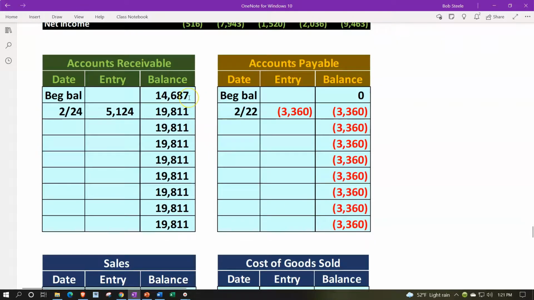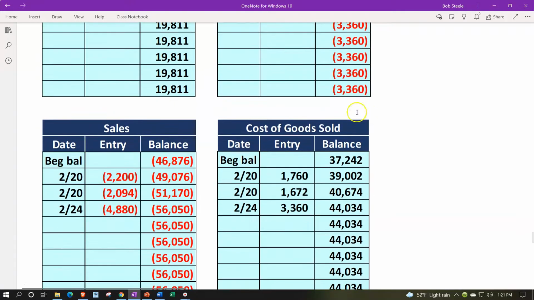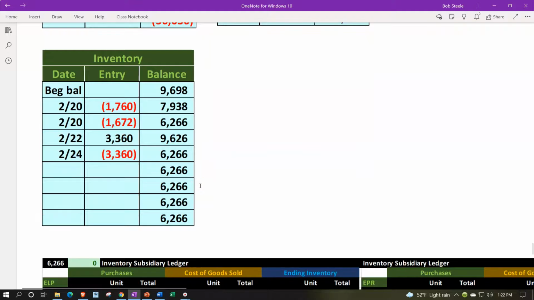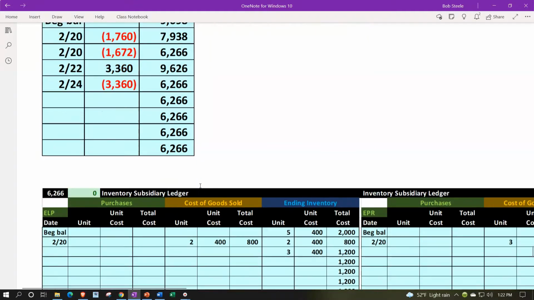So the accounts receivable, you can see the GL was at 14,687, year-to-date numbers, goes up by the 5124 to the 19811. The accounts payable goes up by 3360. The sales was at the 46,876, goes up by the 4880 to the 51756. The cost of goods sold, 40,674, up by the 3360 to the 44034. And the inventory was at the 9626, goes down by the 3360 to the 6266.